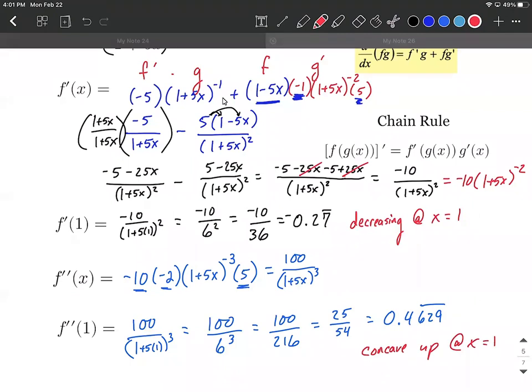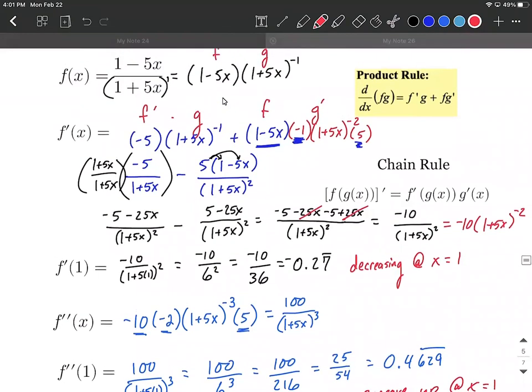All right, hope this helps out. Sometimes you can use the quotient rule, obviously, when you have fractions like this, or you can rewrite it if you're more comfortable using the product rule. Sometimes that's just easier to visualize and memorize than the quotient rule.